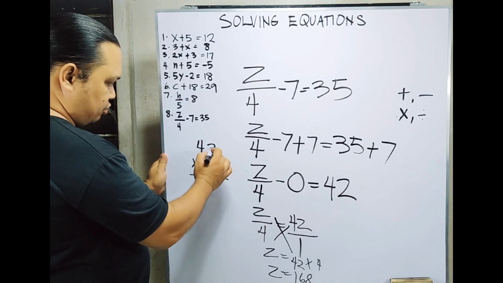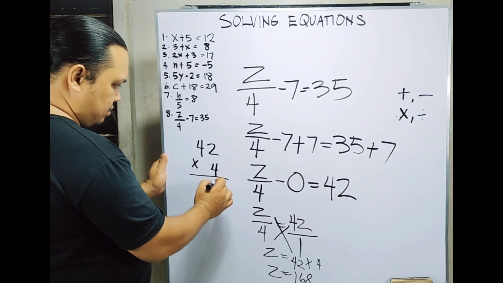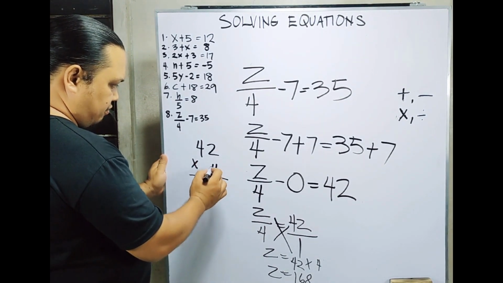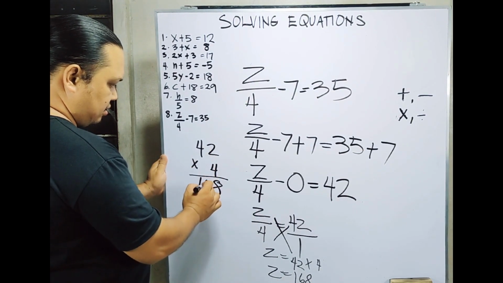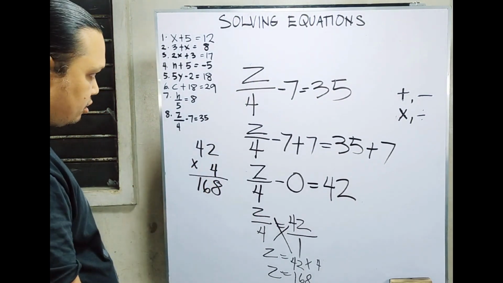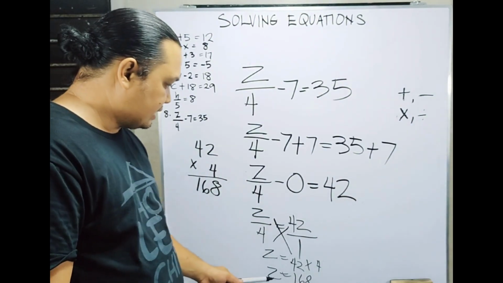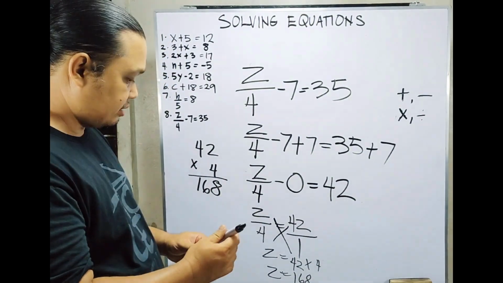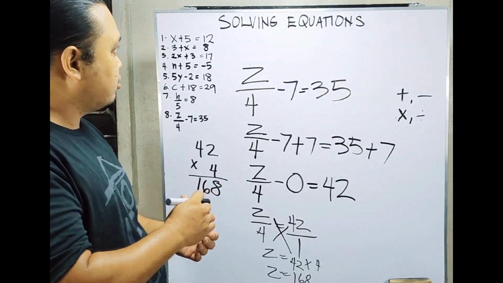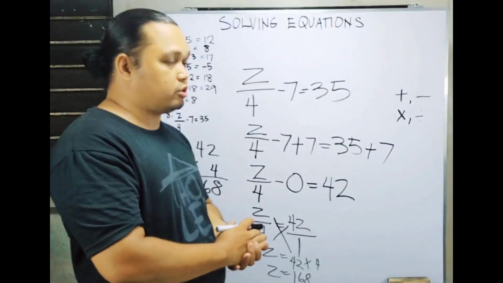Okay, 4 times 2, that's 8. Now 4 times 4, that's 16. Okay, so we have to say z here is equal to 168. Okay, so that's how you solve equations then.